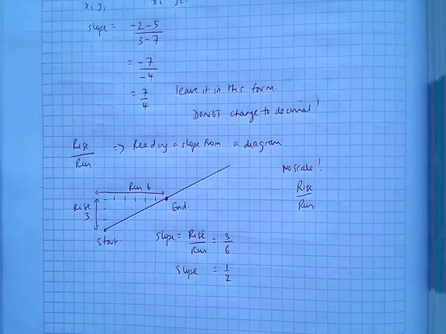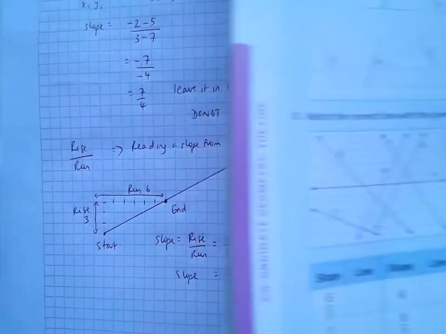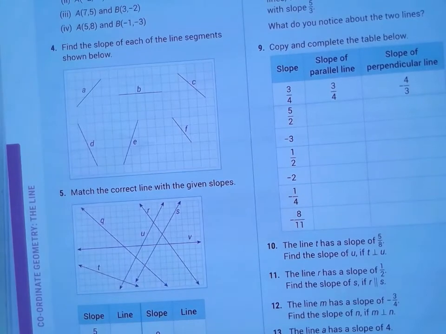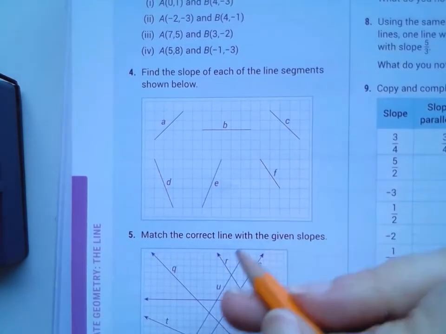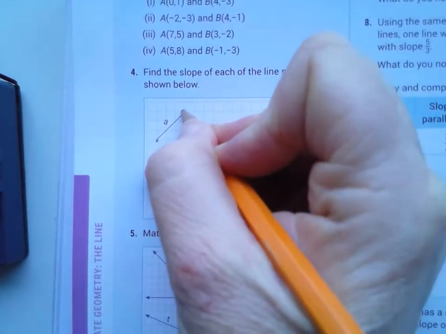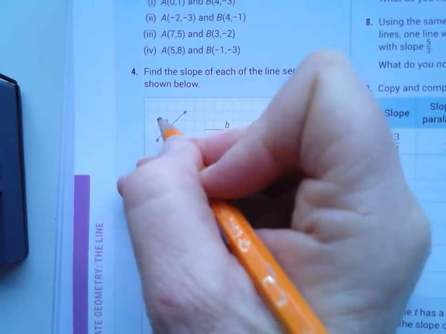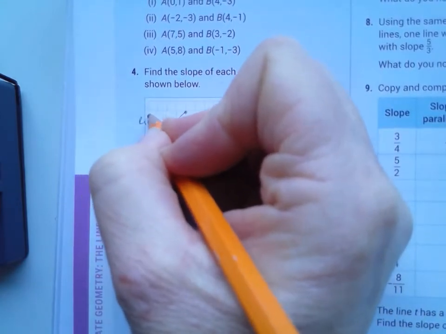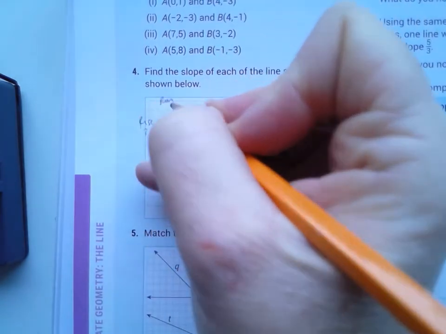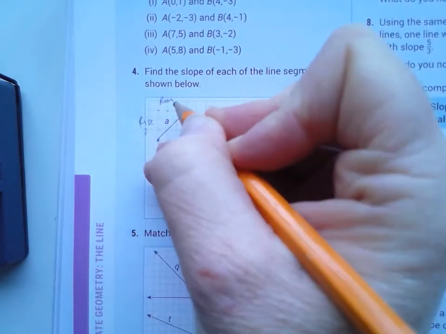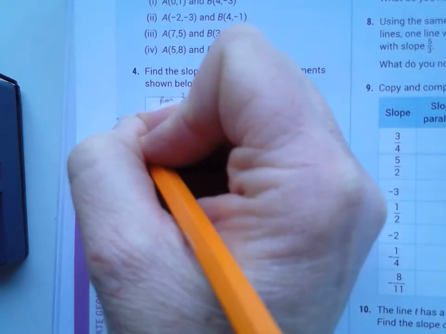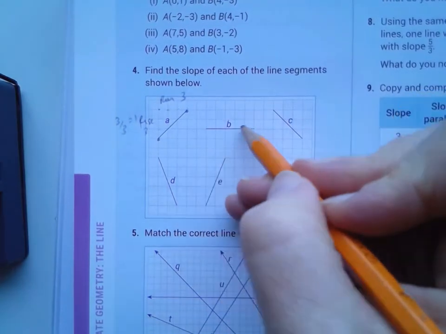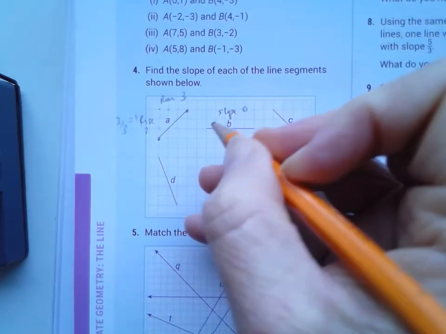Let's look at the questions in the textbook and see whether they make a bit more sense now. I just need a pencil. I hate writing in my textbook, but I'll do it for this. Find the slope of each of the line segments shown below. Here's my start point and here's my end point. My rise is 1, 2, 3, so a rise of 3 and a run of 1, 2, 3, a run of 3. So the slope will be 3 over 3, which is 1. Here it's got a slope of 0 because it's got a rise of 0.